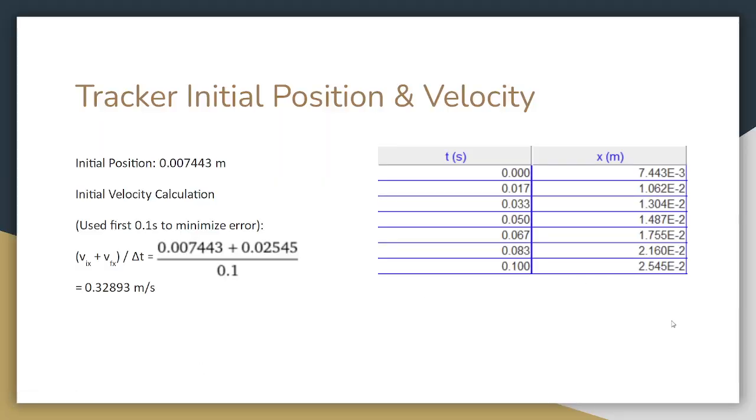So using Tracker to calculate initial position and velocity, the initial position given is 0.007443 meters, and the initial velocity calculation is velocity initial plus velocity final over delta t. I used the first 0.1 seconds to minimize error, and that gives us 0.32893 meters per second.